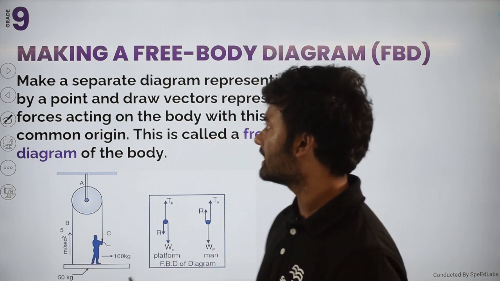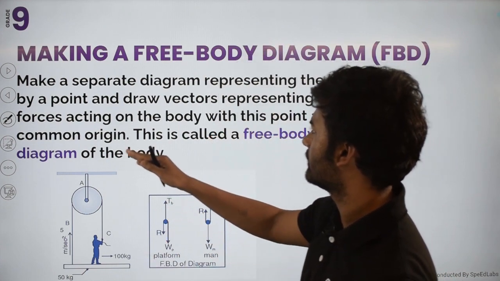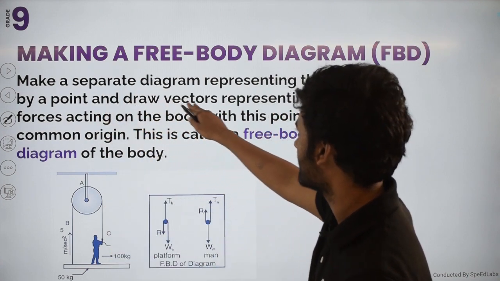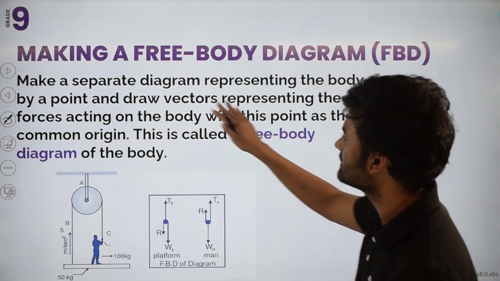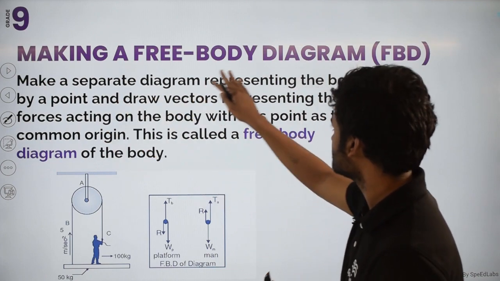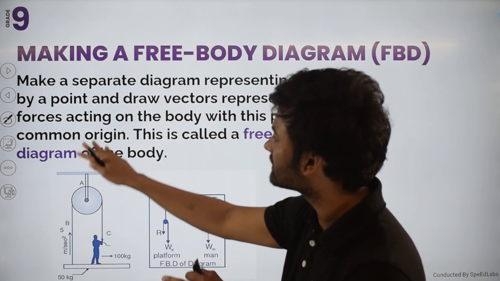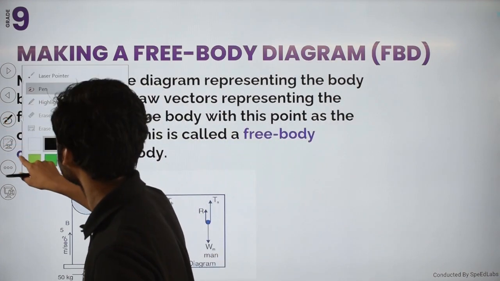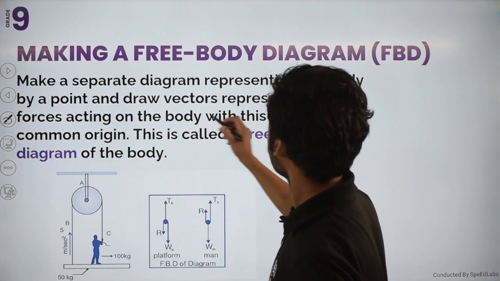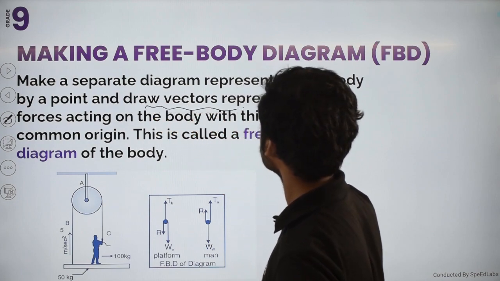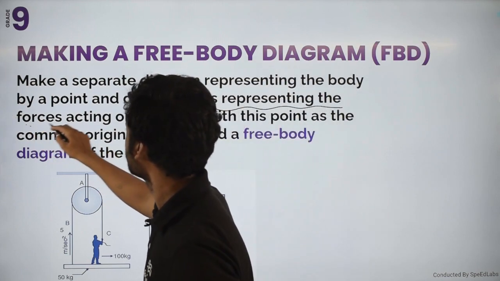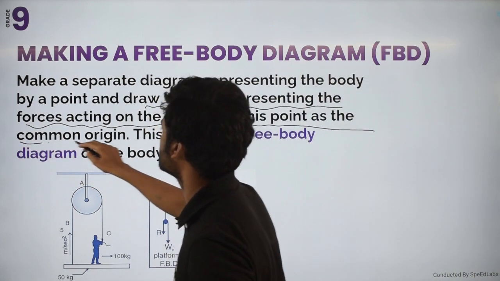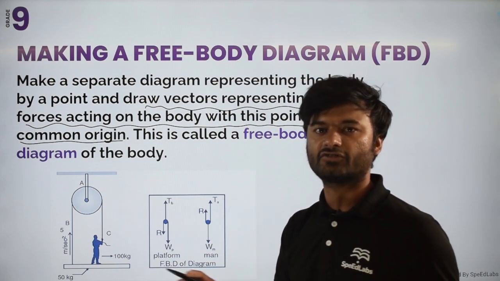Basically, a free body diagram, you have to just keep this in mind. You have to make a separate diagram representing the body by a point and draw vectors representing the forces acting on the body. Remember this point, this is a very important point. You have to draw vectors representing the forces acting on the body with this point as a common origin.